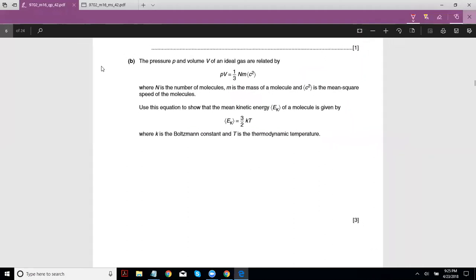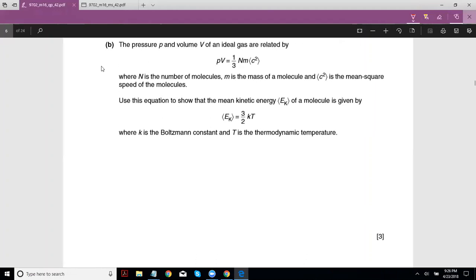The pressure P and volume V of an ideal gas are related by this equation. Use this equation to show that the mean kinetic energy EK of a molecule is given by 3/2 kT, where k is the Boltzmann constant and T is the thermodynamic temperature. So just correct me if I start going wrong. You just want half mc squared on one side, and the other side will take care of itself. EK is basically half mc squared. Write c squared, whatever you have here.